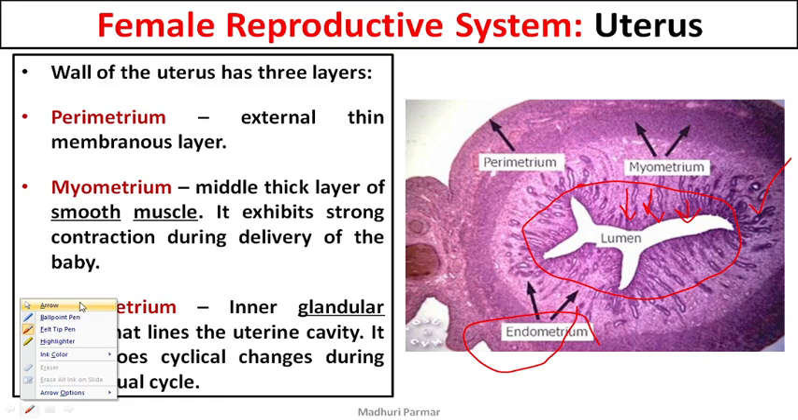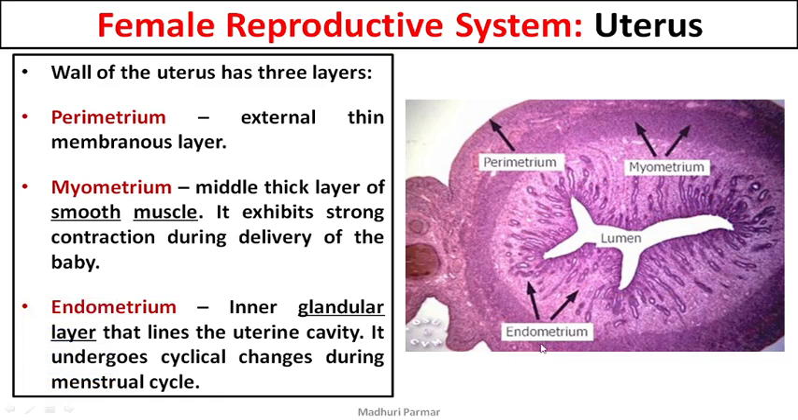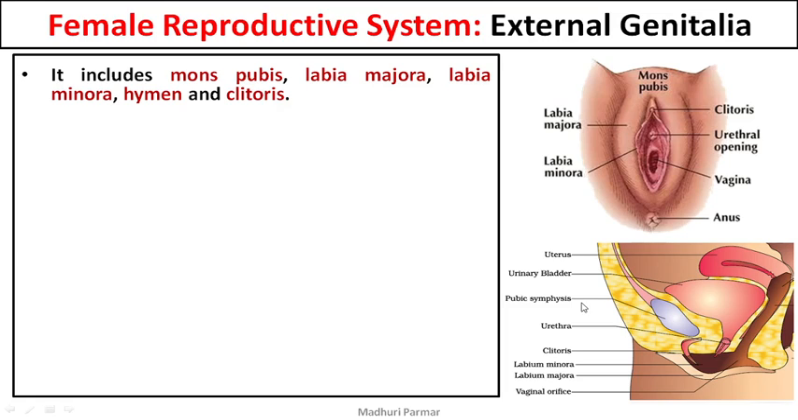Fine. So coming back to the topic, these are the three layers of your uterus. Now talking about the external genitalia, we have discussed the anatomy of the female reproductive system. We also saw the histology. Histology is the study of tissues, right? So we saw the histology of the uterus. Now talking about the external genitalia.